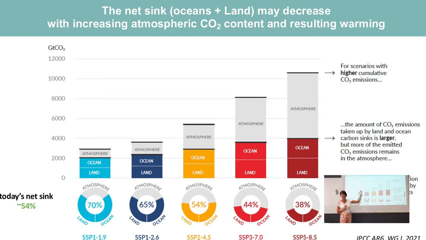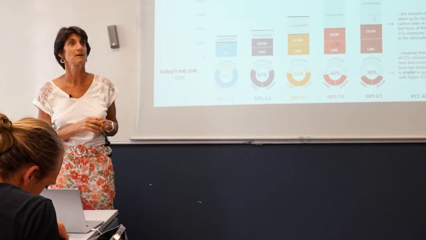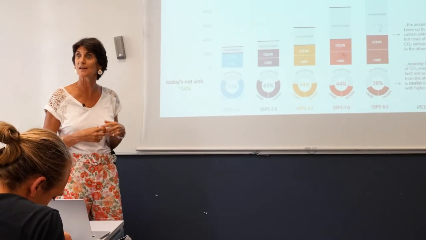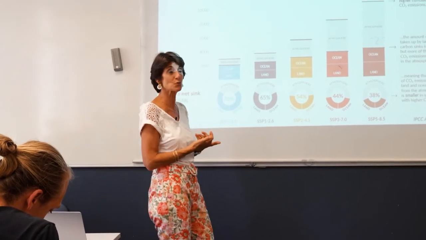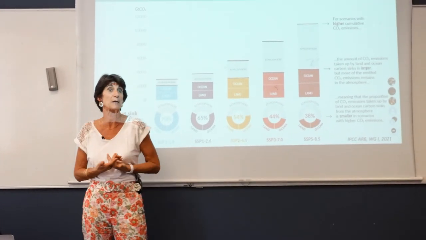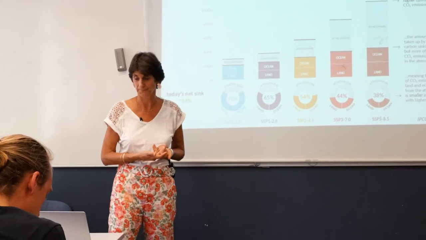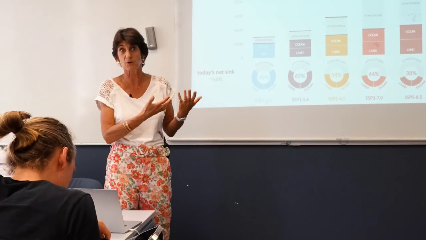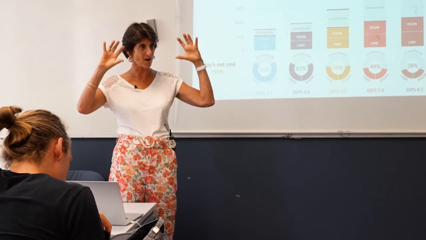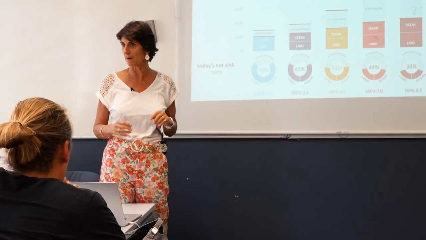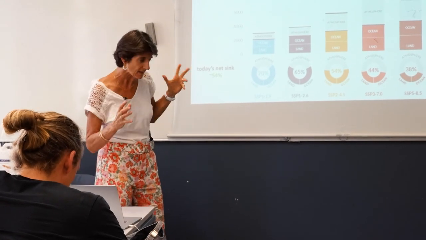So the more we warm, the less this sink activity is going to be efficient, and the more fraction of CO2 is going to remain in the atmosphere, and that can really accelerate global warming. So that's an additional reason to try to limit global warming as much as we can, as fast as we can, in order to preserve this friendly behavior of our ecosystems. So that's at the global scale.